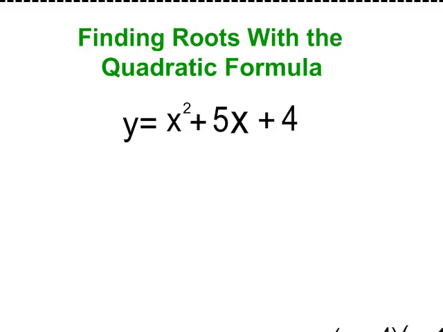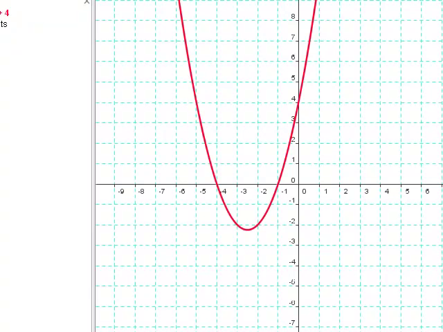We have a number of formulas for finding the roots of a quadratic if we're given the equation. The first obvious one is just to plot the graph and have a look at where it crosses the x-axis. So in this case, the roots are -4 and -1.